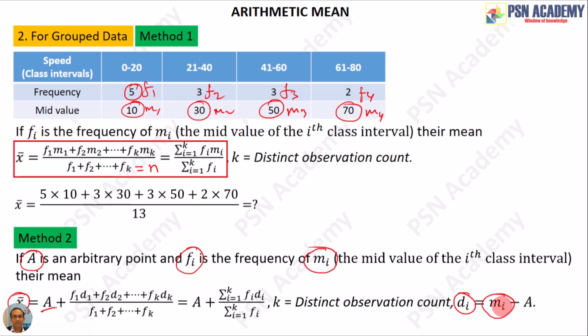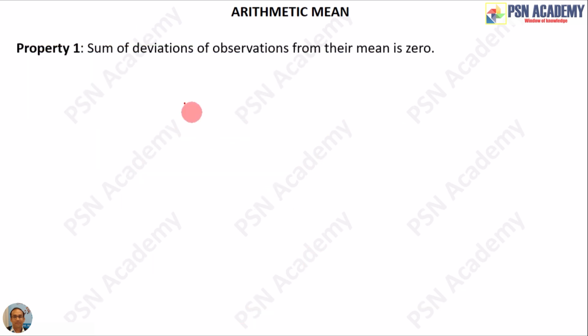In both ways you will get the same result. So in the short form you can write A plus summation of i equal to 1 to k fi di by summation of i from 1 to k fi. Okay, so here are some properties you will have for arithmetic mean.